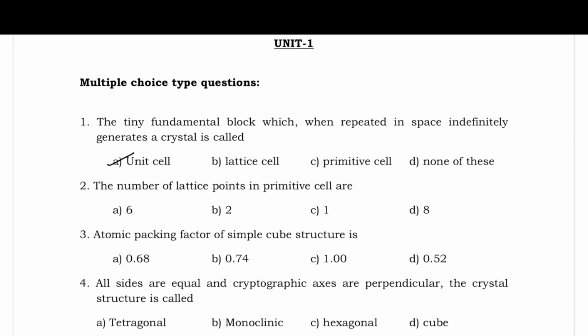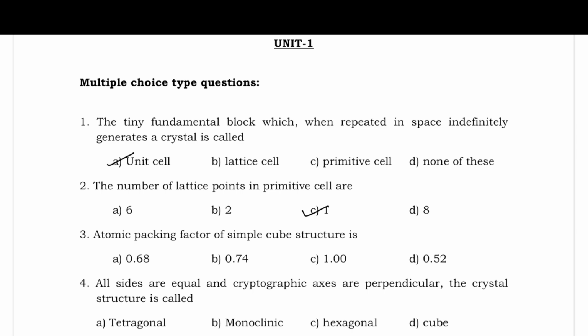Question 2. The number of lattice points in a primitive cell are? Only one. A primitive cell is a cell that contains atoms only at the corners, and the entire cell contains only one atom.